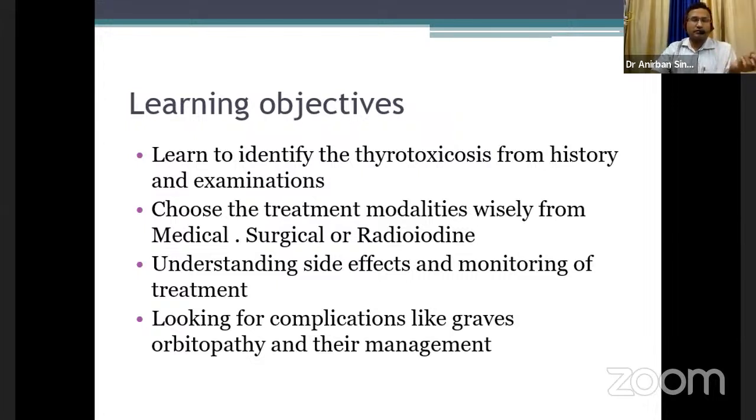Then, depending on medical treatment, the side effects and what is required for control, and looking for complications like Graves ophthalmopathy associated. Though it's a very big chapter, I will just touch upon the situations.